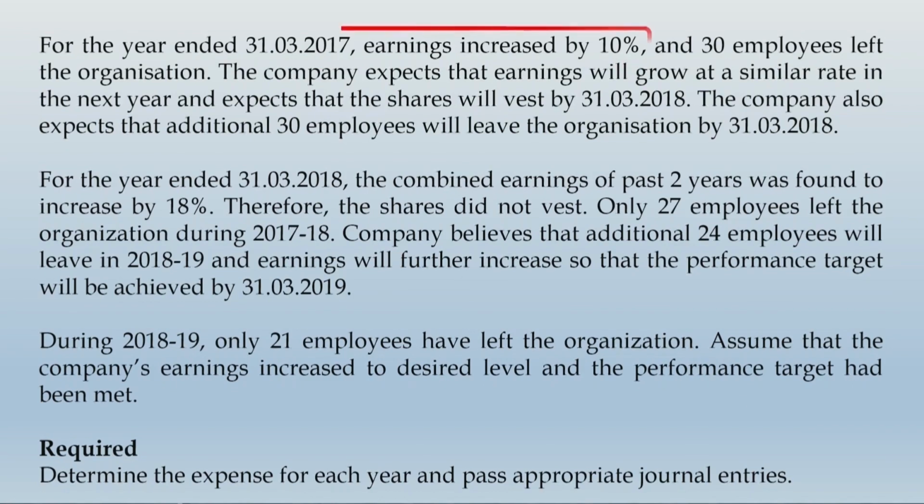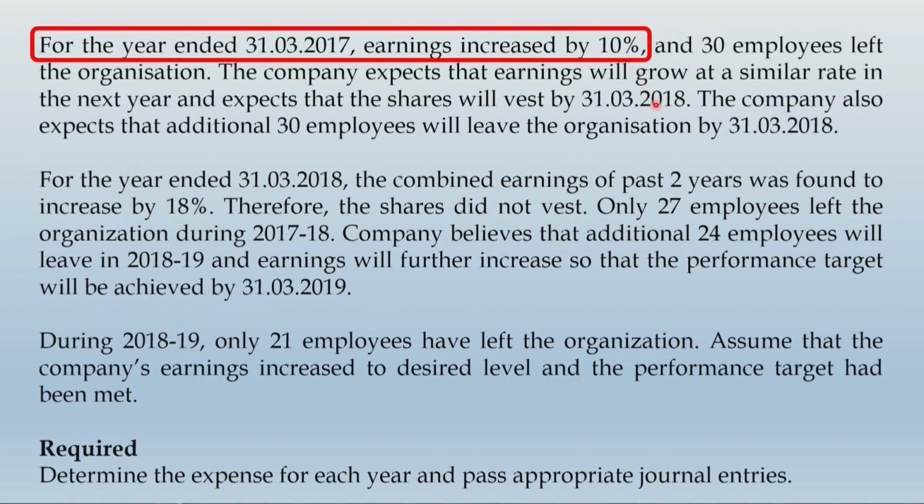So you wanted the earnings to increase by 12%, but the earnings have increased only by 10%. Now what will happen? It is clear that the shares will not vest this year. That is what they have given, that the shares will not vest this year, and the company expects that the earnings will grow at a similar rate. Similar rate means if it is 10% in the first year, it will be 10% even in the next year. So 10% plus 10% will make it 20%.